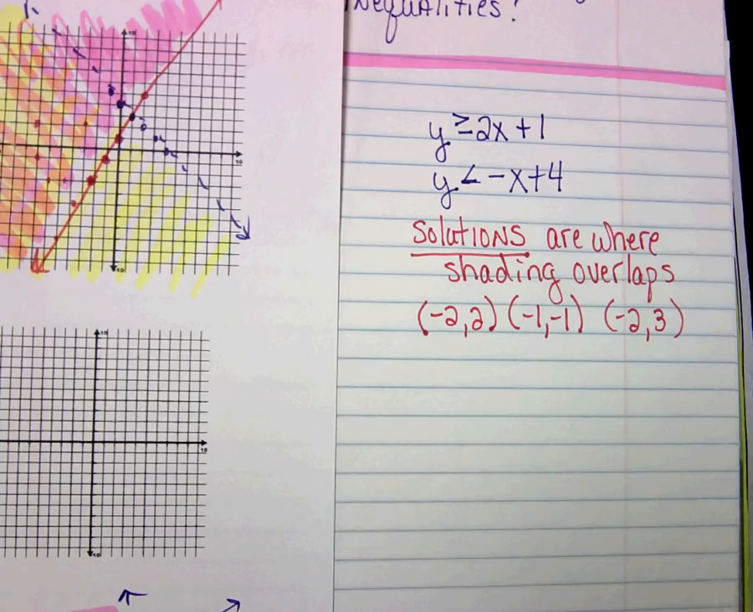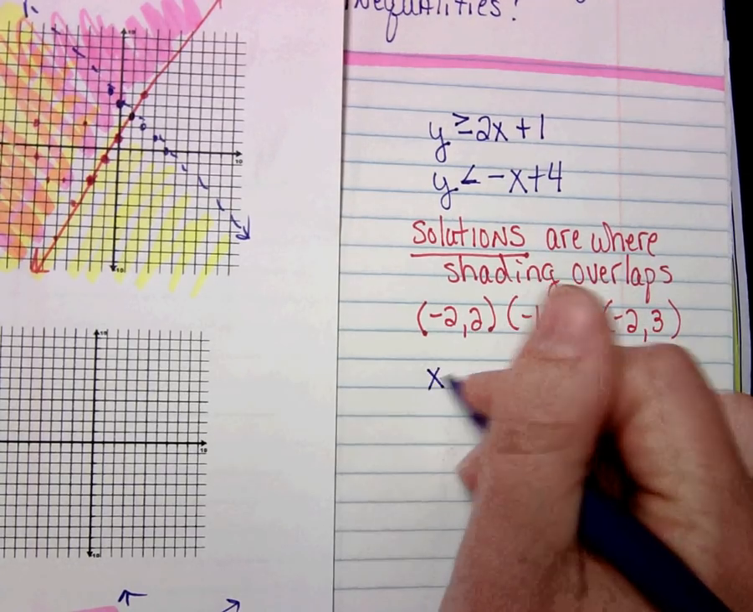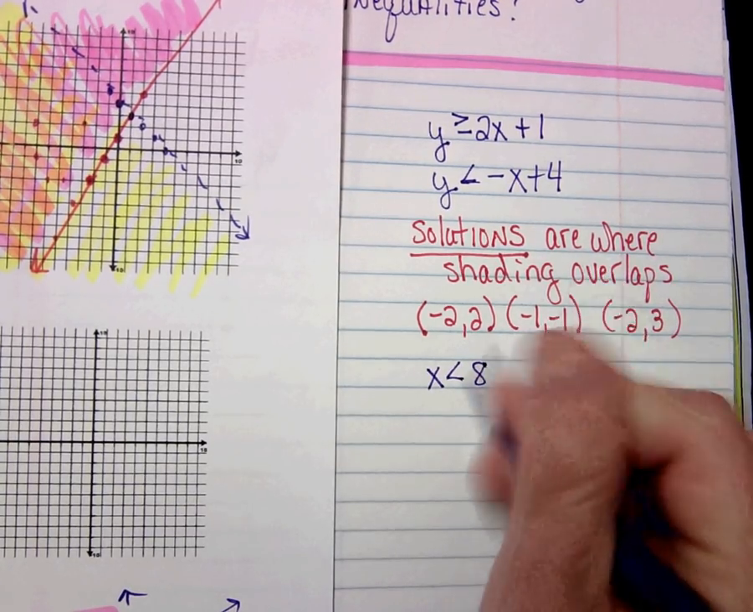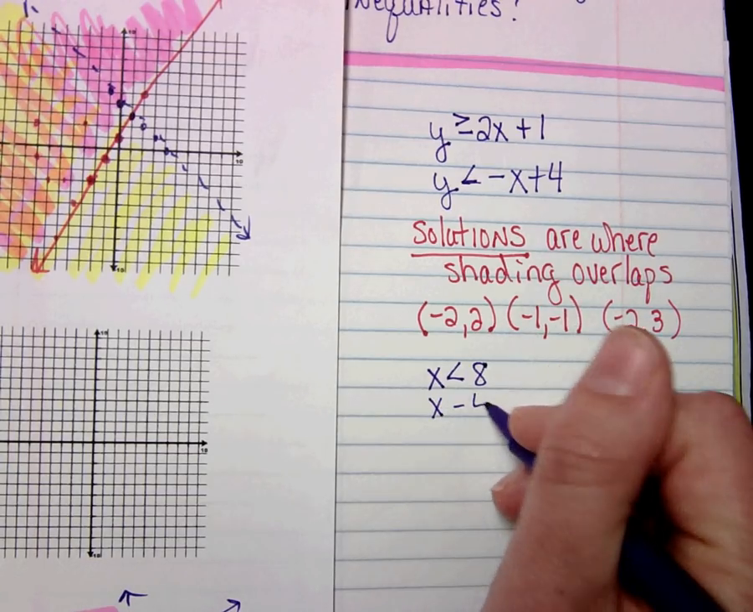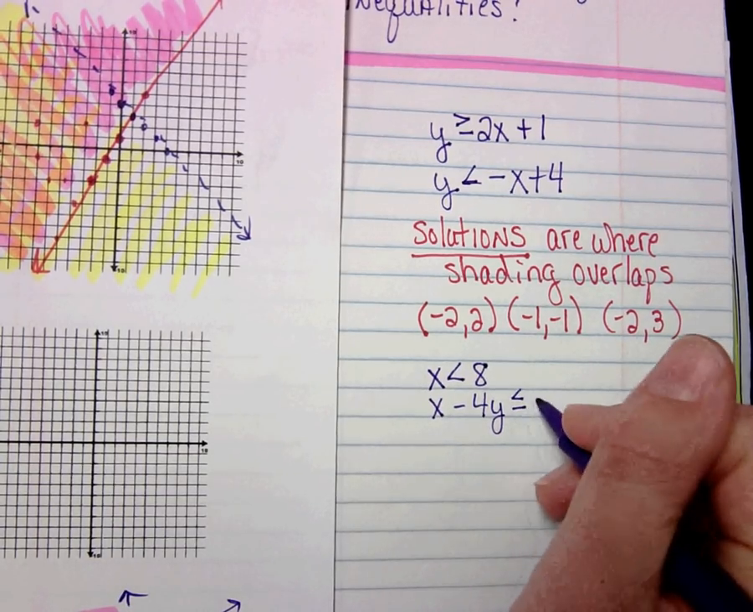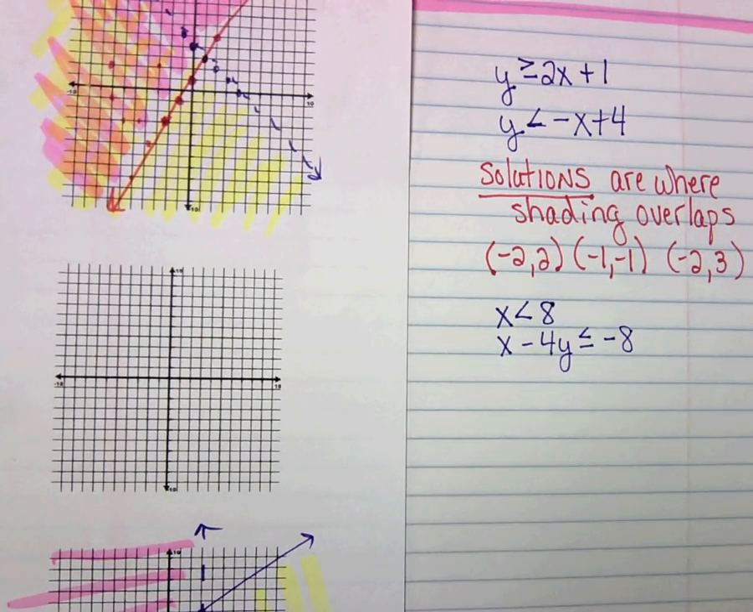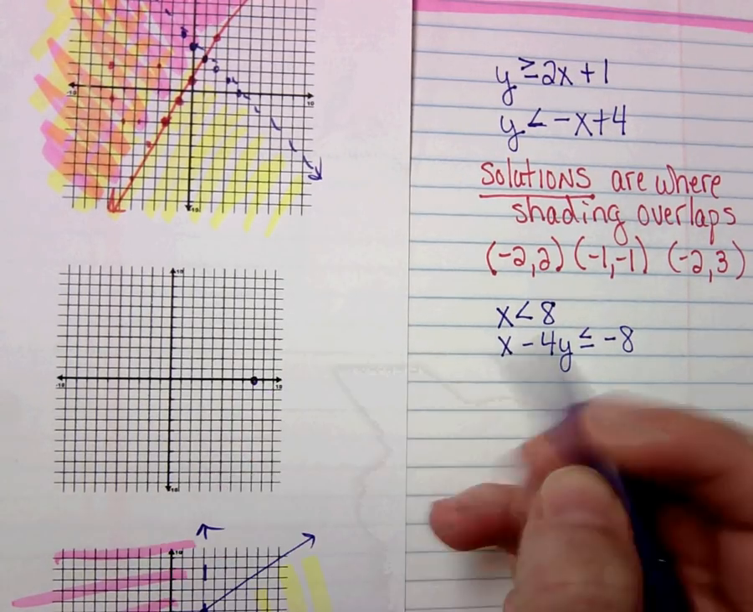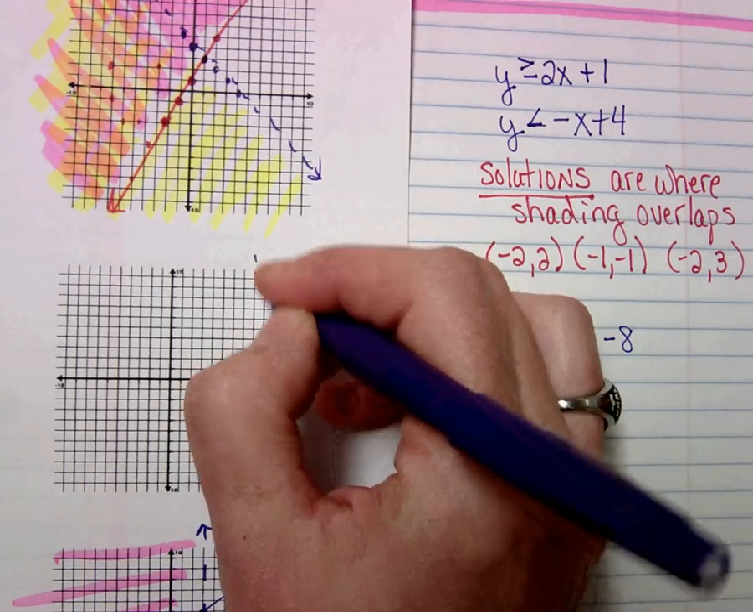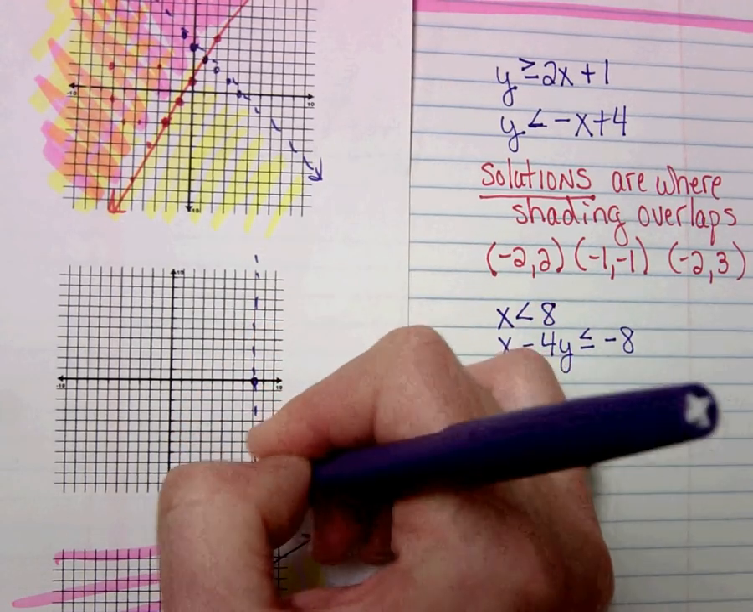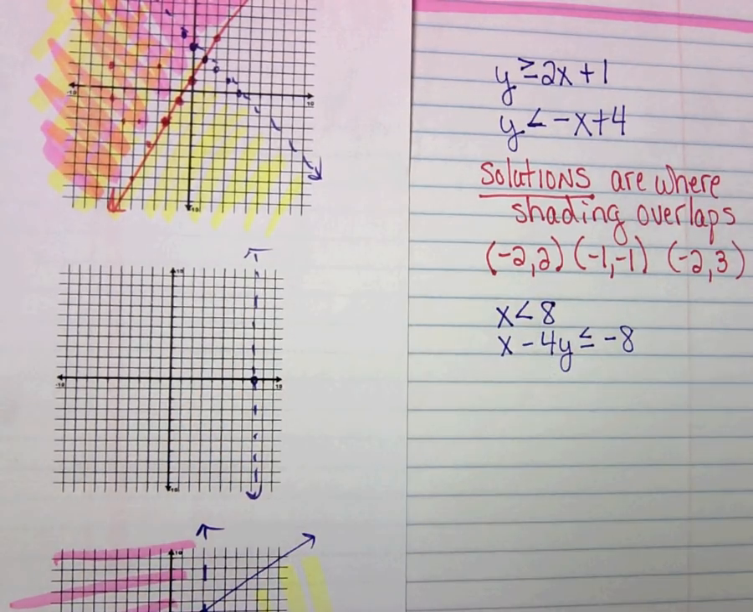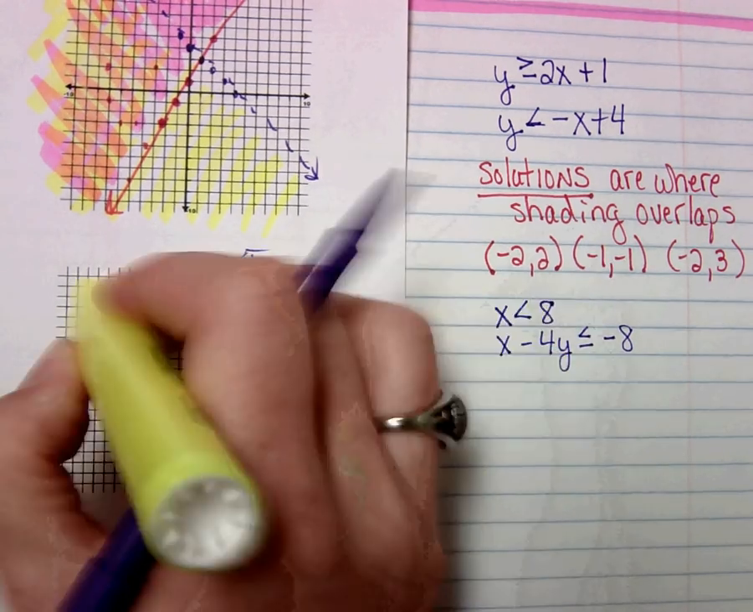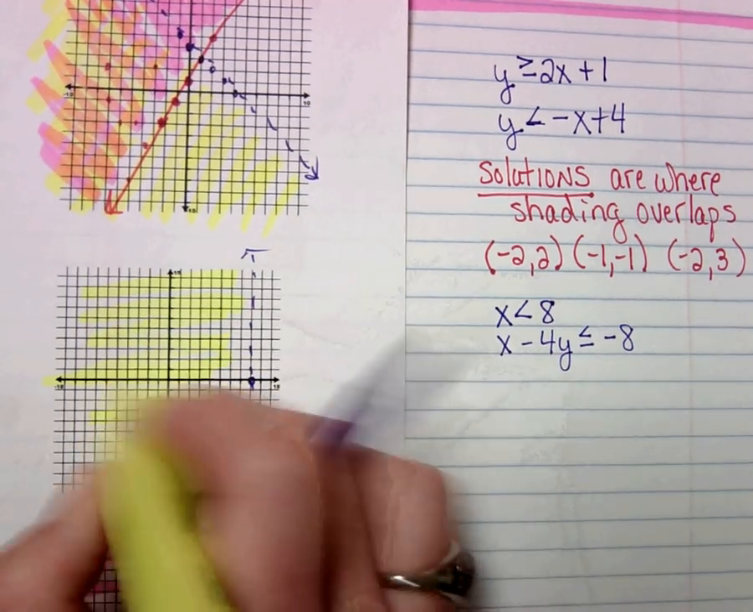On the next one, we're going to look at x is less than 8, and x minus 4y is less than or equal to negative 8. To start out, x is less than 8. I'm going to go where x is 8: 10, 9, 8. It doesn't have an equal to, so it's dotted. And we would shade to the left because it's less than.